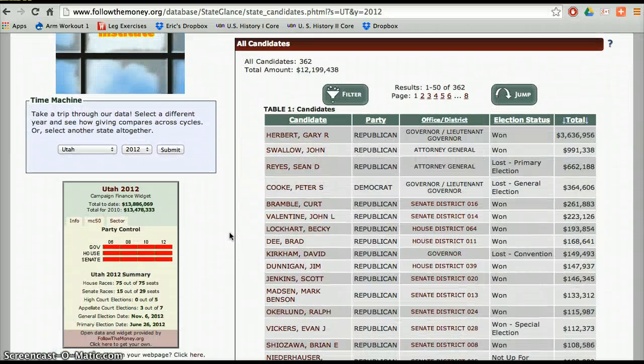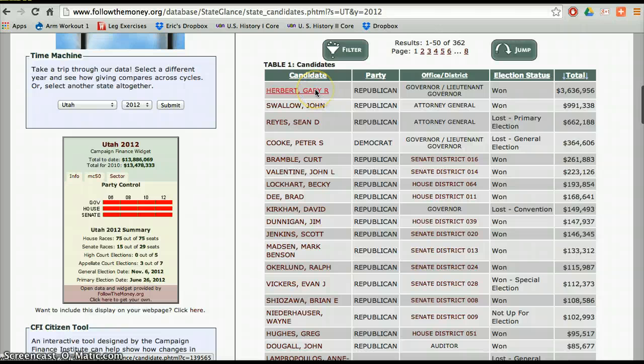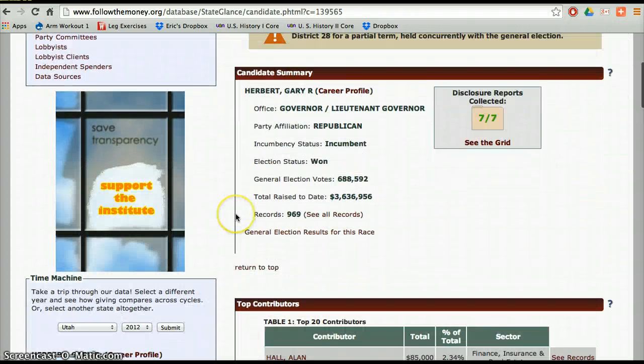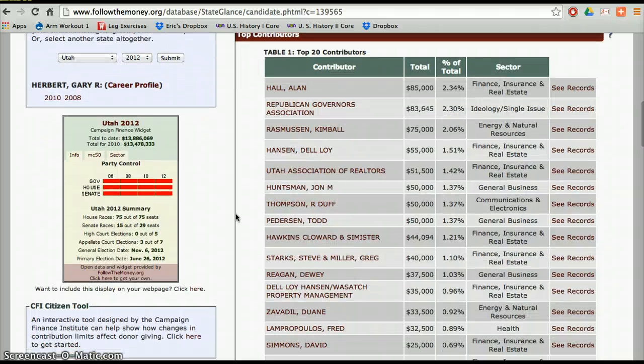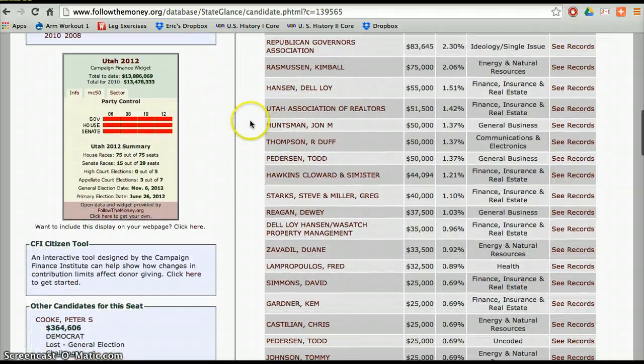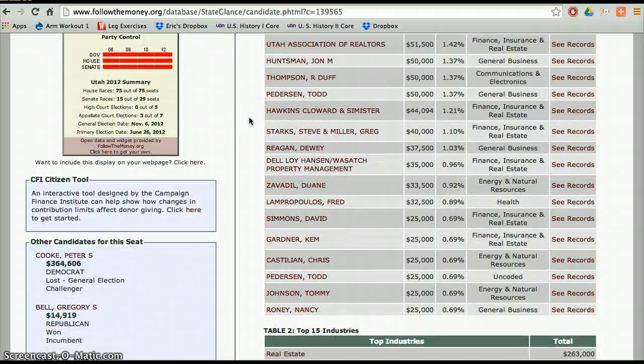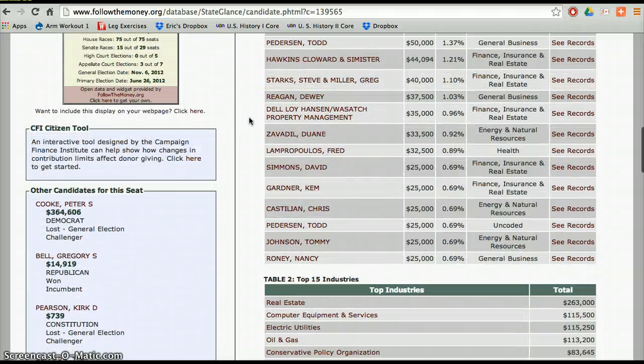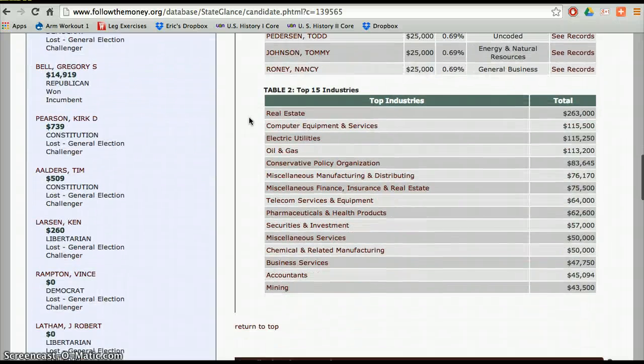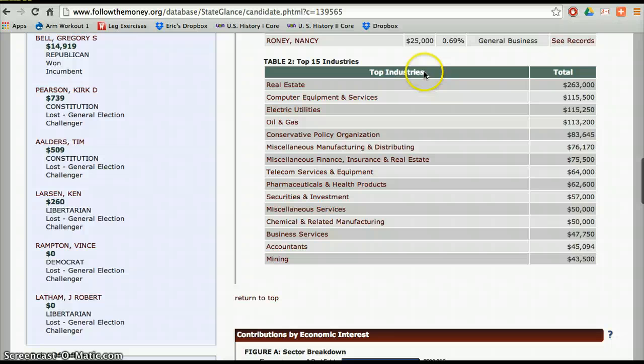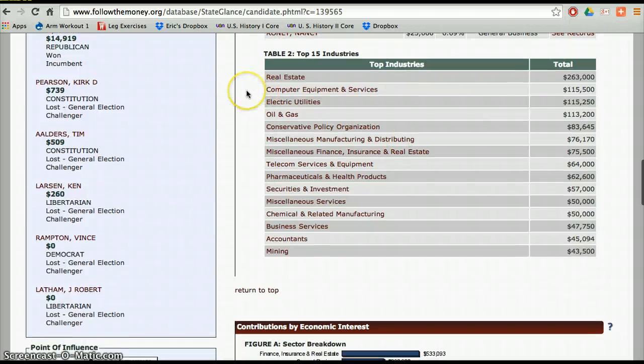And let's take a look at our governor and see who funded his campaign. It's Gary Herbert. Y'all should know that by now. And so we can take a look and see Association of Realtors. You're going to see a lot of businesses supporting him. He's got a pretty hefty campaign. You can also look down here and see the top industries that are supporting him. So what kinds of businesses want him to be the governor? You'll notice a lot of stuff about computers, oil and gas, manufacturing. Those are the kinds of businesses that for some reason want Gary Herbert to be their governor.